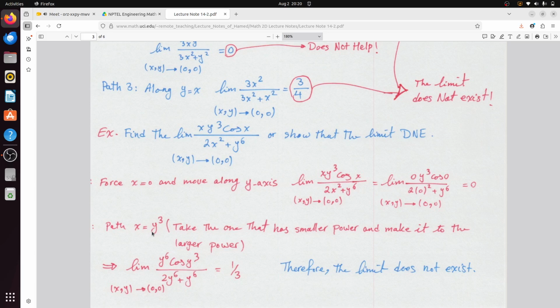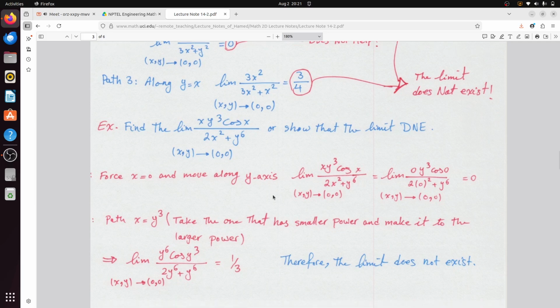If you take x equal to y cube, here it becomes y cube power 6 cos y cube, by 2y cube power 6 plus y cube power 6. So y6 will cut down. So cos y cube by 2 plus 1, so that means 3 y cube power 6. So cos 0 is 1, so 1 by 3. Therefore the limit does not exist, because you can see that along two paths your limits are not giving you equal results.